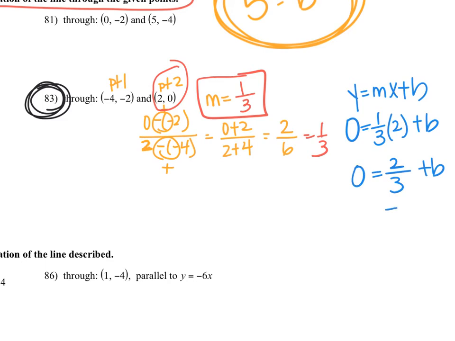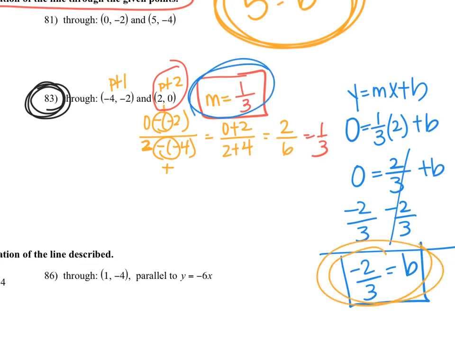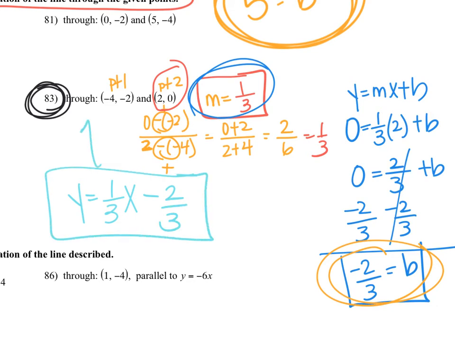And I'm going to subtract 2 over 3, subtract 2 over 3. So that cancels, and my b equals negative 2 over 3. So now that I have these two things, my slope and my y-intercept, I can write the equation of a line, and I'll write it in light blue. So y equals 1 over 3x minus 2 over 3, and I am done.